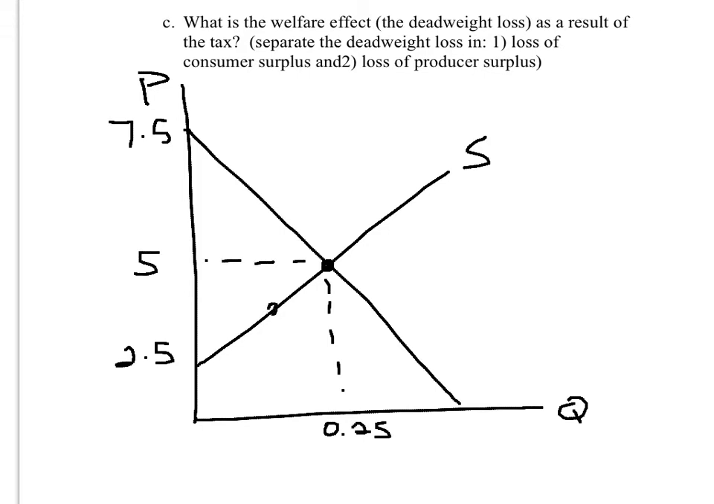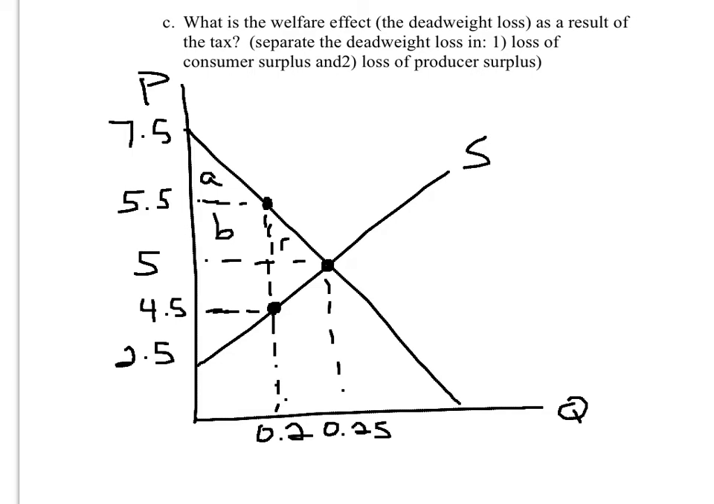Then there's a tax that reduces the equilibrium price to 450. But then buyers have to pay $1 tax on top of that, so they're really paying $5.50. And the quantity with the tax is 20, and that will be the quantity regardless of who pays the tax to the government, sellers or buyers. Now let's call this area A, B, C, and let's call this area D, E, F.